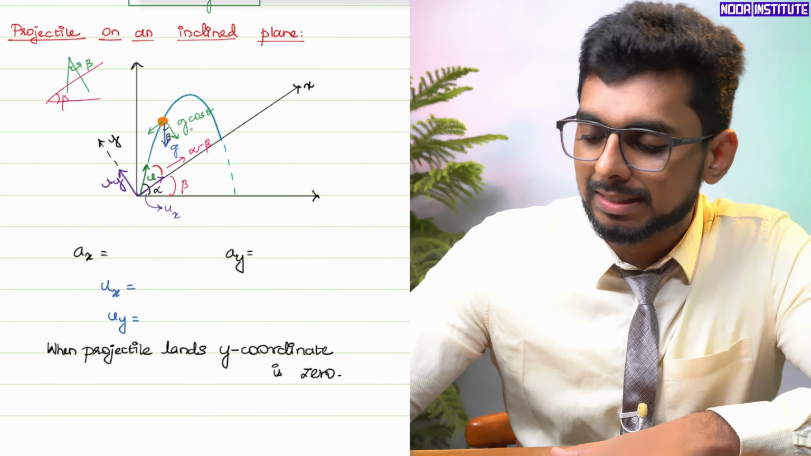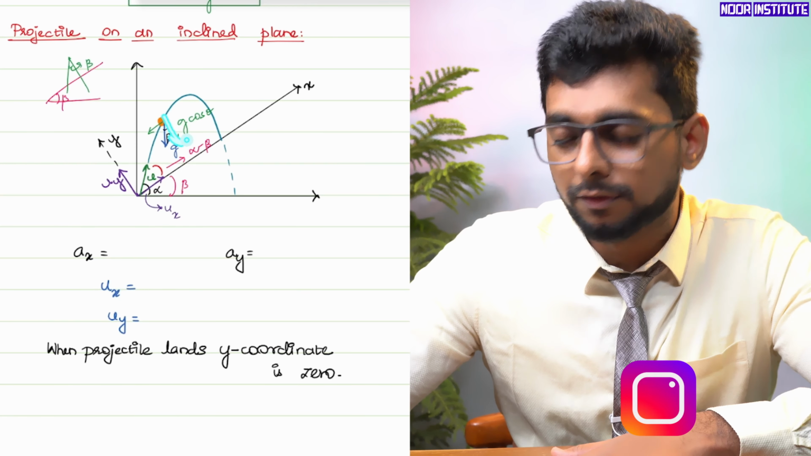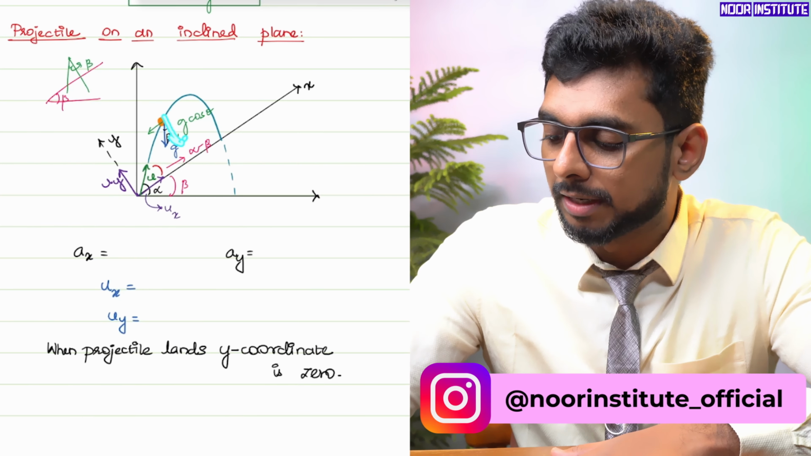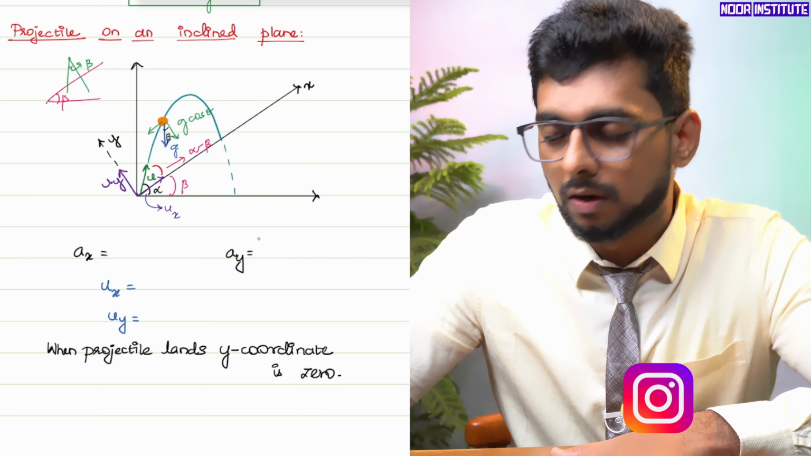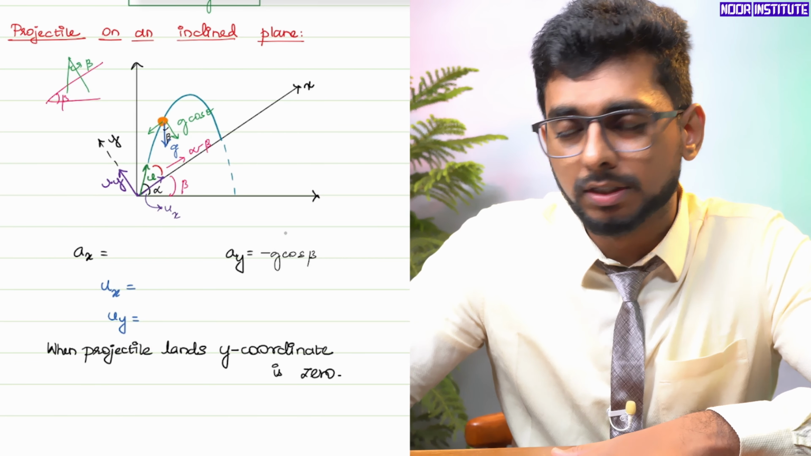Now I have got the acceleration along the y. This is actually acting downwards, therefore it should be negative g cosine beta, right? So the acceleration along y is nothing but negative g cosine beta. So the first thing is done.